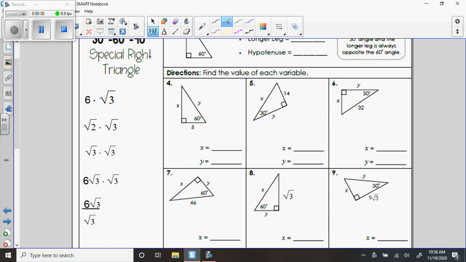So 6 times radical 3. I've talked about like terms. 6 times radical 3 is like 6 times x. Radical 3 is different than a whole number. So the outcome here would just be 6 radical 3.